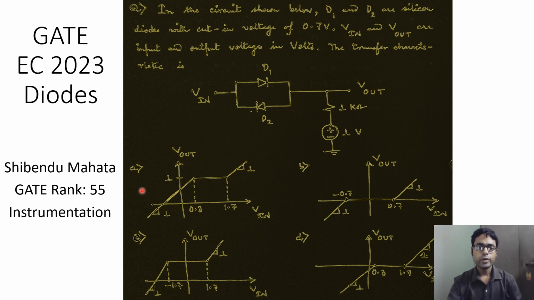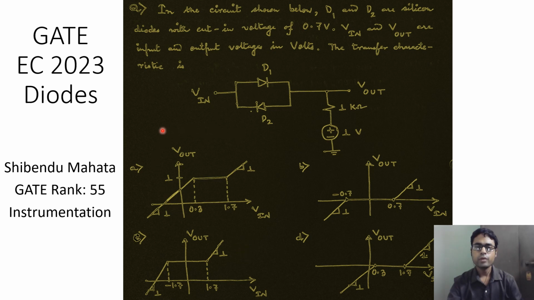So the takeaway points from all these four options are the transition points. Transition points mean the points where the slope of the curve changes. For option A, this is 0.3 volt and 1.7 volt. For option B, it is negative 0.7 volt and positive 0.7 volt. For option C, this is negative 1.7 volt and positive 1.7 volt. And for option D, this is 0.3 volt and 1.7 volt.